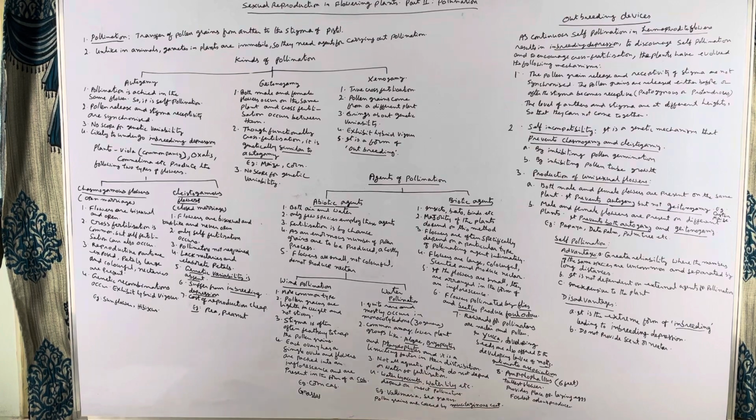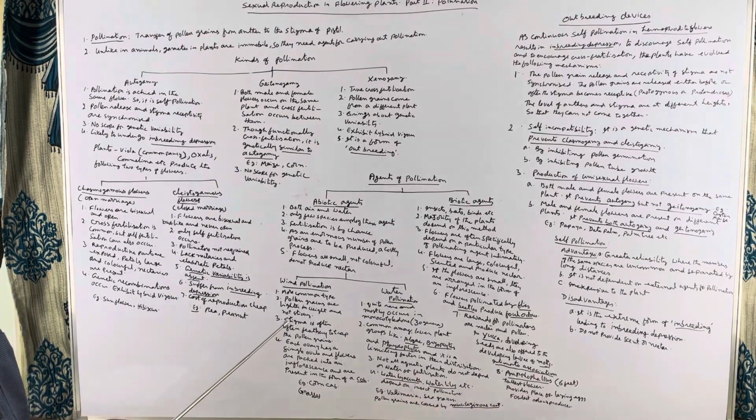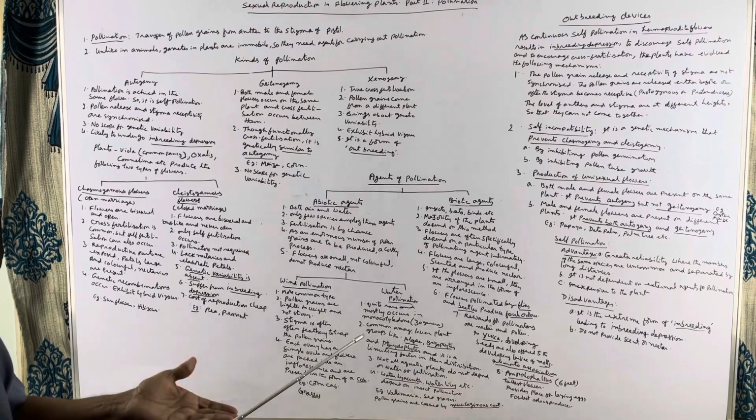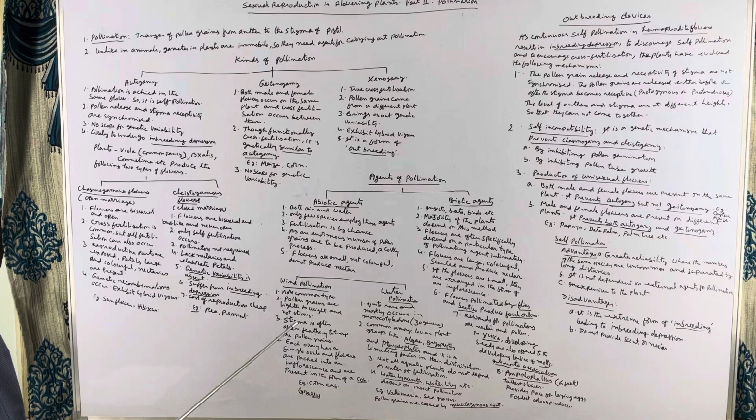And only a few plant species employ abiotic agents for their pollination. And one more thing is, in the case of abiotic agents, the pollination is by chance. It may occur, it may not occur. But an enormous number of pollen grains have to be produced. It is a wasteful process because the chance of fertilization is not assured, so these plants produce a large number of pollen grains.